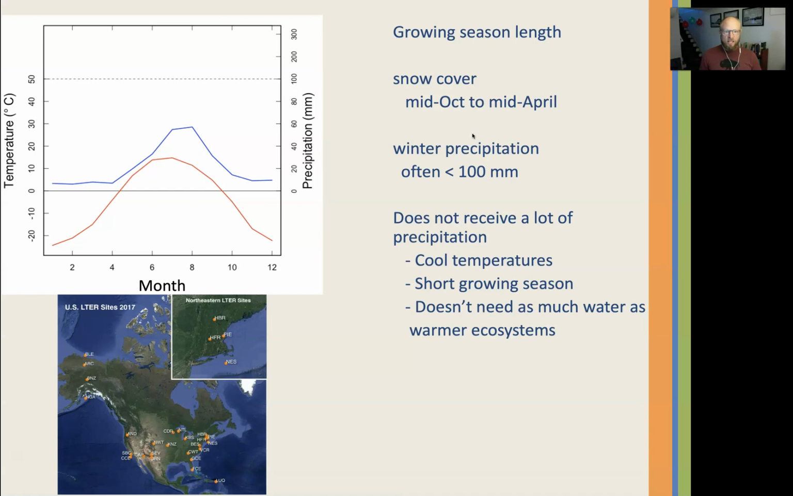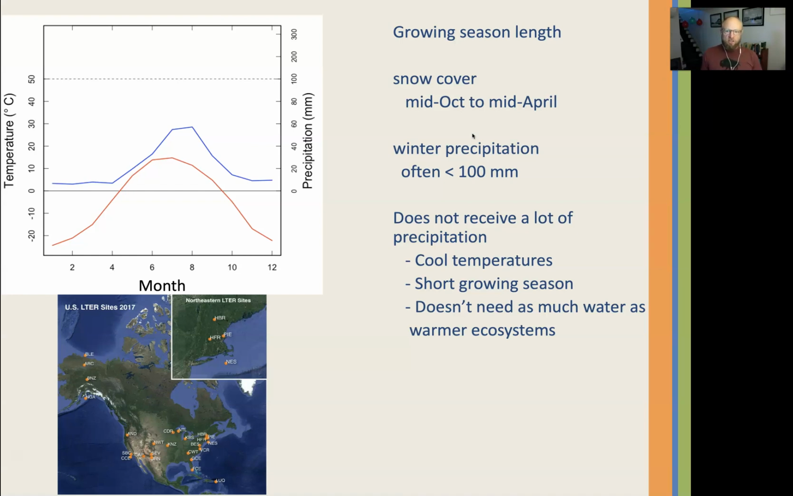So growing season length, you can see how short it is. We're talking a few months long, really, in general, and maybe less than that in lots of places. The snow cover is from mid-October to mid-April, so it doesn't give you a lot of time in between to grow.